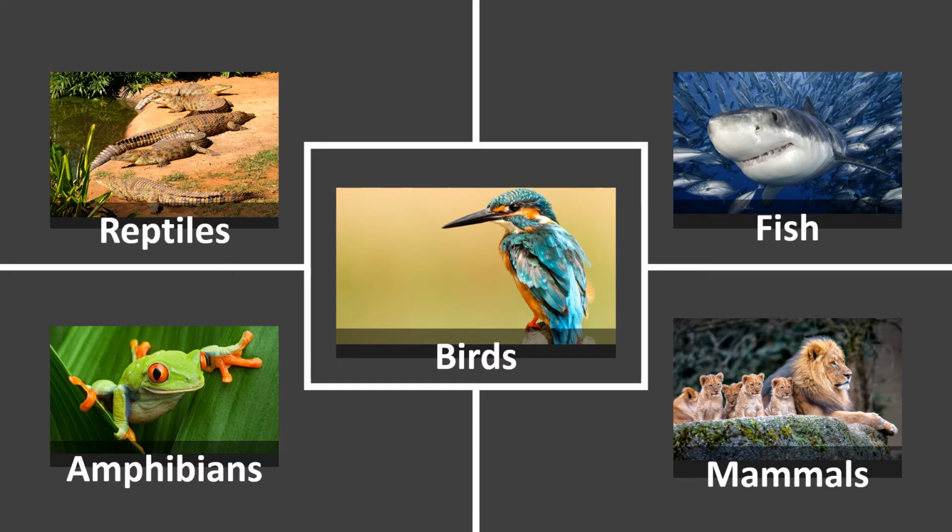So amphibians, like frogs and toads and newts, live on land and in water, and they lay their eggs in the water. They have slimy skin and bulging eyes. But reptiles, like crocodiles and lizards, live in water and on land, but they lay their eggs on the land. Their skin is scaly and they are cold-blooded, which means they can't keep themselves warm.